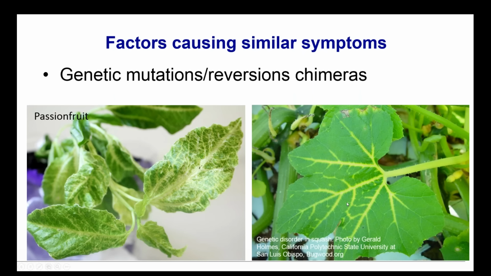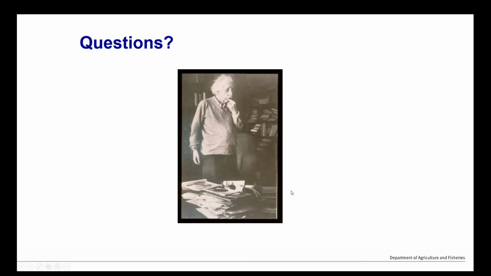Similarly, this is a genetic disorder in a squash. Through a breeding program, they found that some lines just had this vein clearing, and that can look similar to a whole range of different symptoms. It's often misdiagnosed for a nutrient disorder or even a product that's been applied to the crop. So sometimes it's tricky.